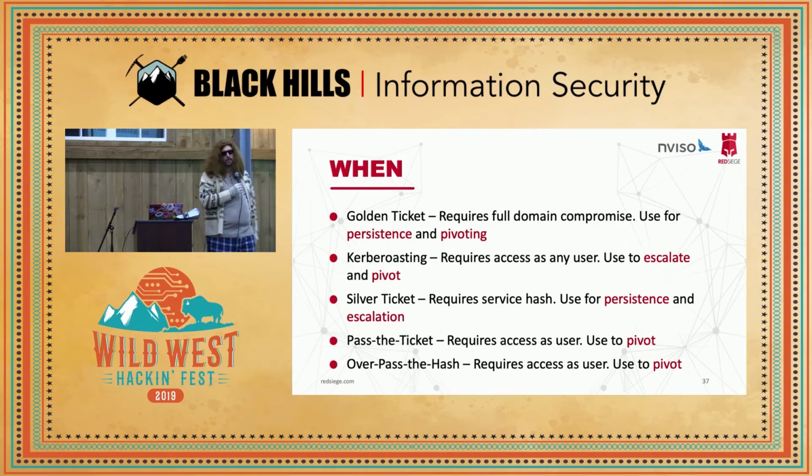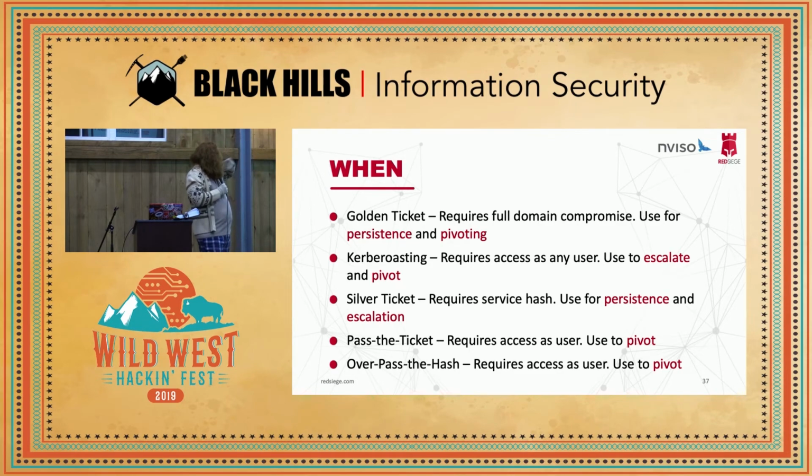We have Kerberoasting. All I need with Kerberoasting is access as a single user. So I pop a single account. A single user clicks on that phishing email. A single compromised account, and we can now Kerberoast, where I can request the ticket and perform the offline cracking. Silver ticket. This requires the service hash, the target service hash. So I can use this after I Kerberoast, or maybe I compromise a system and I can get that password hash in another way. And again, this is persistent, but for a particular service.